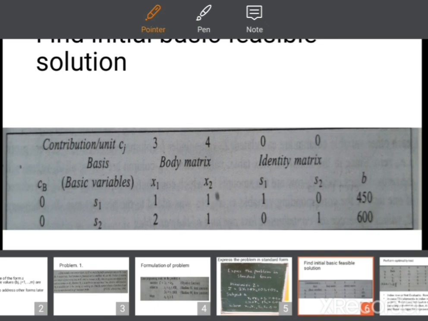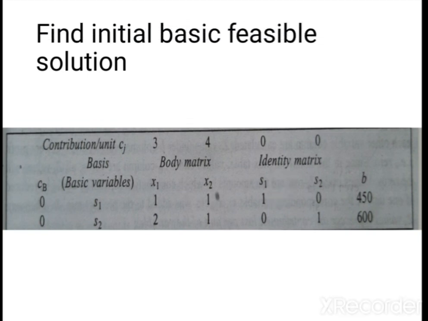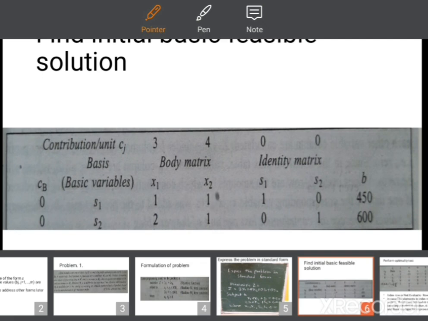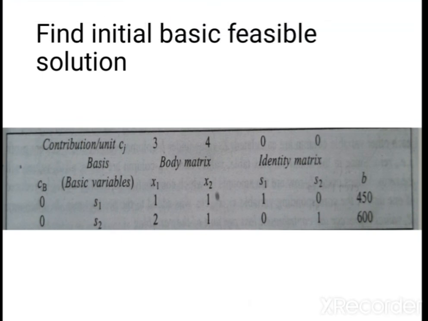Here for the first constraint S1 is assumed, so that's why it is 1 and S2 is 0. In the next row, for the next constraint, S1 is 0 and S2 is 1. If the number of constraints is more, you will get S1, S2, S3 up to Sn. Each time only one slack variable is 1 and the remaining are all 0. So this is the first initial basic feasible solution.